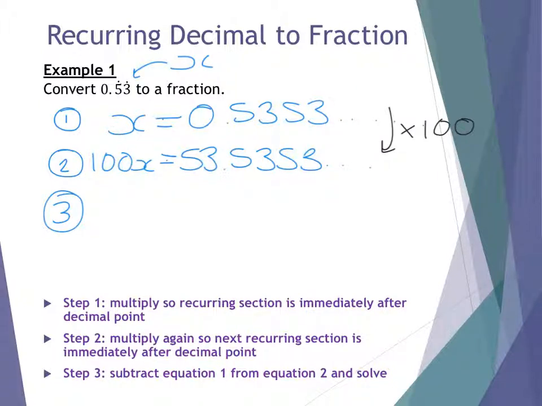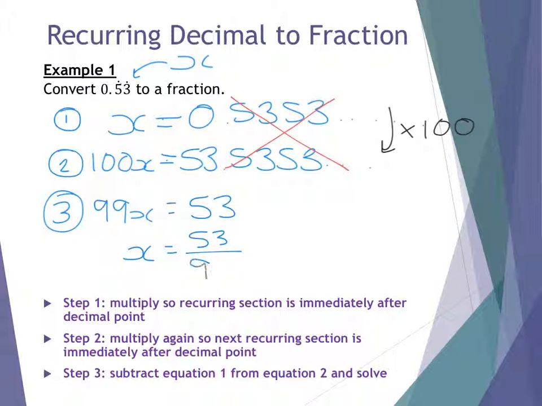Step 3, we're going to subtract all of this from that, like we do with simultaneous equations. So 100x minus x gives me 99x. Then we're going to look at the right hand side here. All after the decimal point is going to cancel out, so we're just doing 53 minus 0, which is 53, and then we can divide by 99 to give us 53 over 99. No simplification in this case.